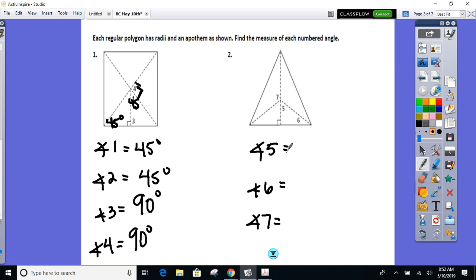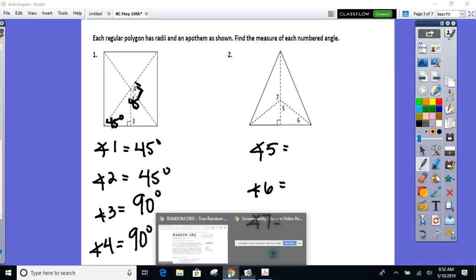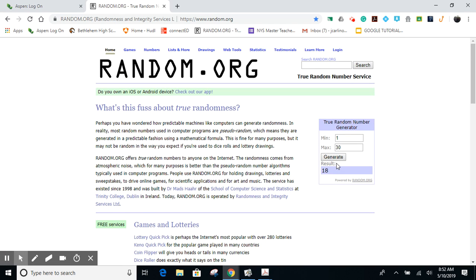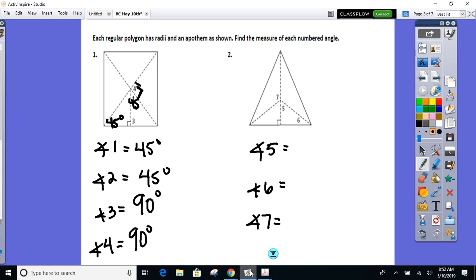Angle 7. Where'd you get 60? 120. Okay, how'd you get 120? Good. 360 divided by 3. Because we know all three of those angles when I draw on the radii are congruent. All right, let's go to angle 5 now.